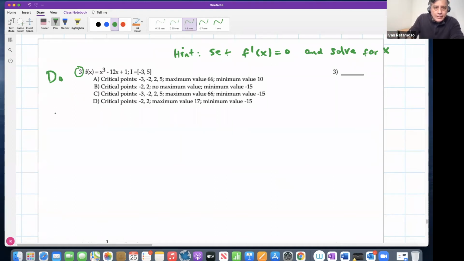Let's write the function big here so everybody can see: f of x equals x cubed minus 12x plus 1. Start by taking the derivative. And then I will show you what to do when they give you these fractional exponents. It's a little bit trickier there.